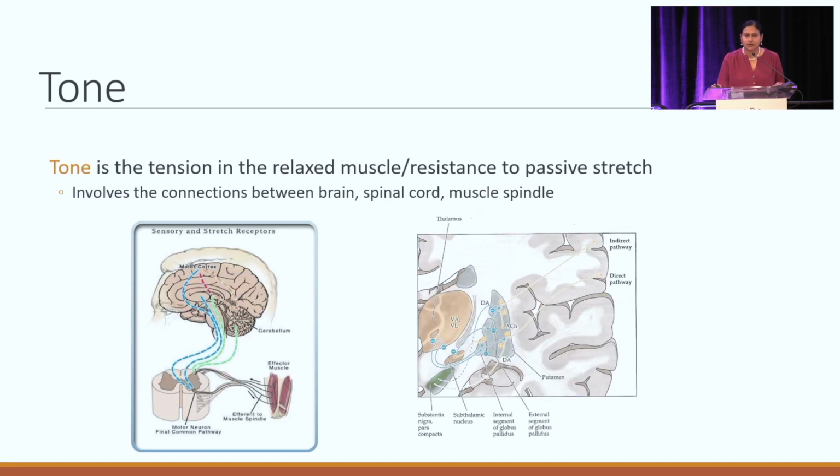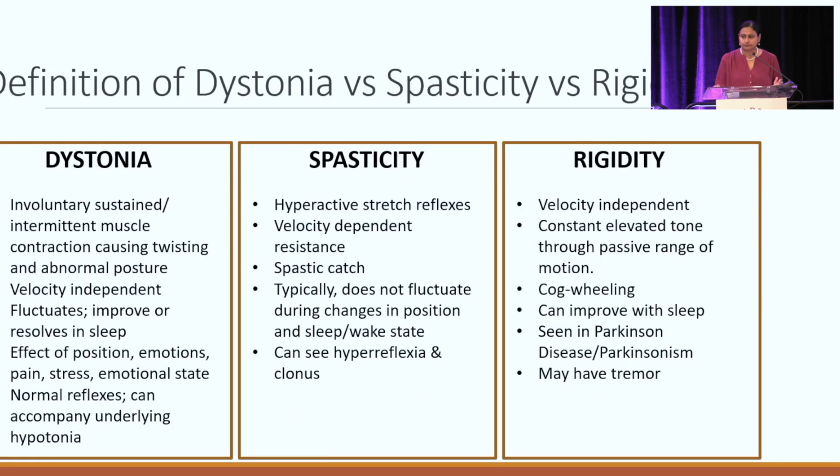So what I want to first talk about is tone, muscle tone, and define that, because this is something that we'll encounter when we're seeing patients, and when you're seeing loved ones. What you do notice with muscle tone is that there may be differences. So what is muscle tone? It's the tension in the relaxed muscle or the resistance to passive stretch. We know that muscle tone involves connections between your brain, spinal cord, and muscle spindles. There's a complex network that's involved in us having our muscle tone.